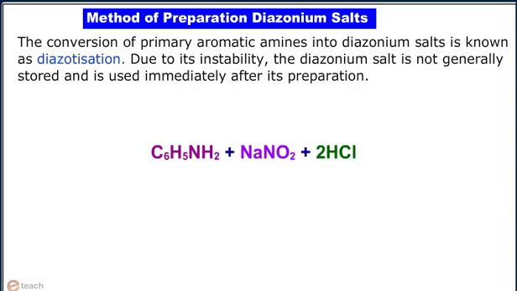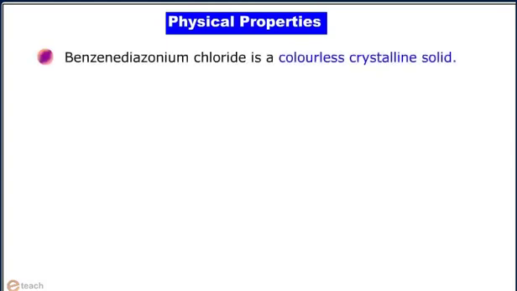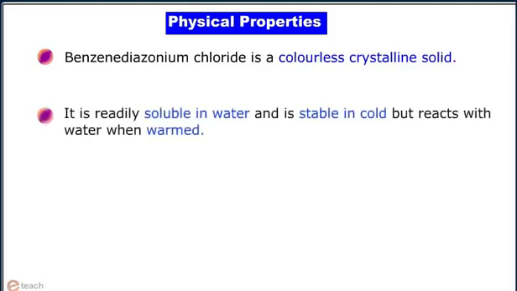C6H5NH2 plus NaNO2 plus 2HCl reacts at 273 to 278 Kelvin to give C6H5N2+Cl− plus NaCl plus 2H2O. Physical properties. Benzene diazonium chloride is a colorless crystalline solid. It is readily soluble in water and is stable in cold but reacts with water when warmed. It decomposes easily in the dry state.